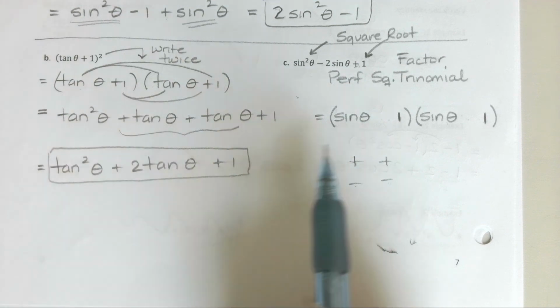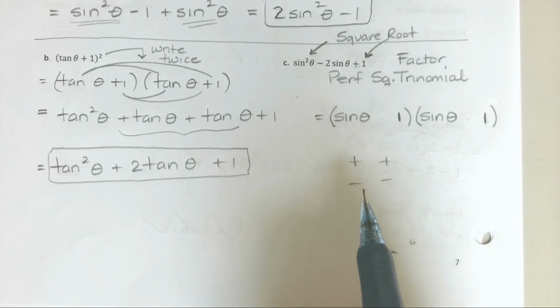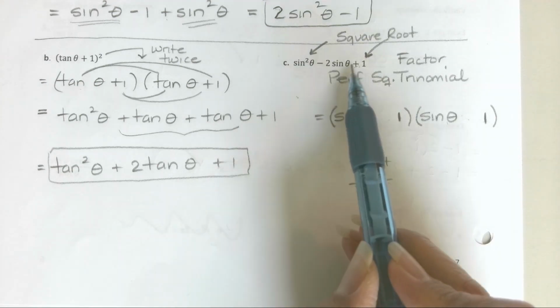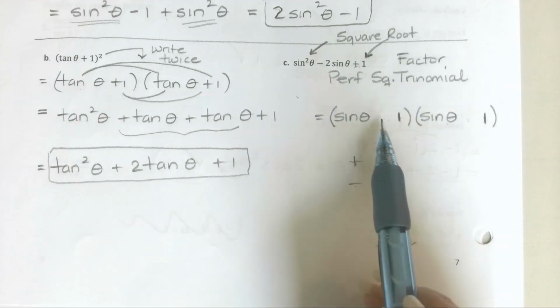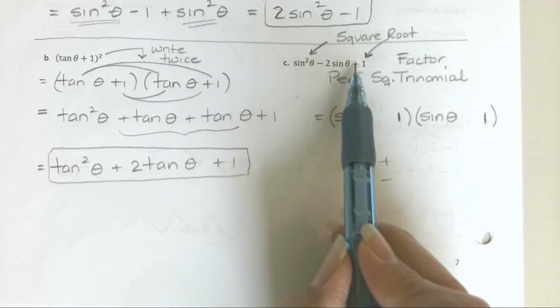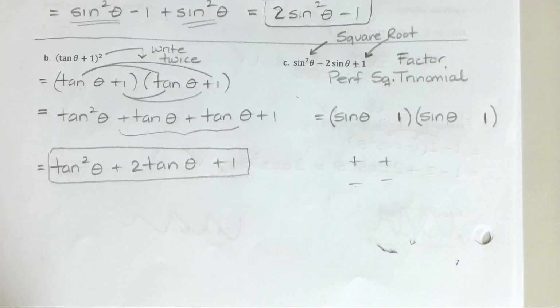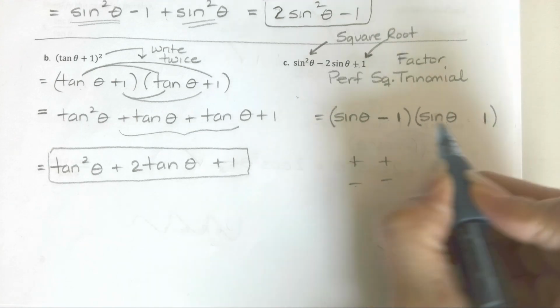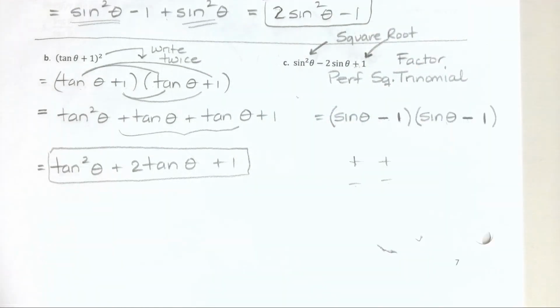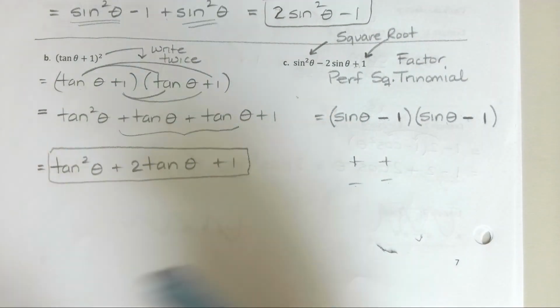Is it going to be plus plus? You use the middle one, yes. You use the middle one to help you decide. So is it going to be minus minus or plus plus if you look at your middle term? It has to be minus minus. Your middle term is a negative, so your answers have to be minus minus.